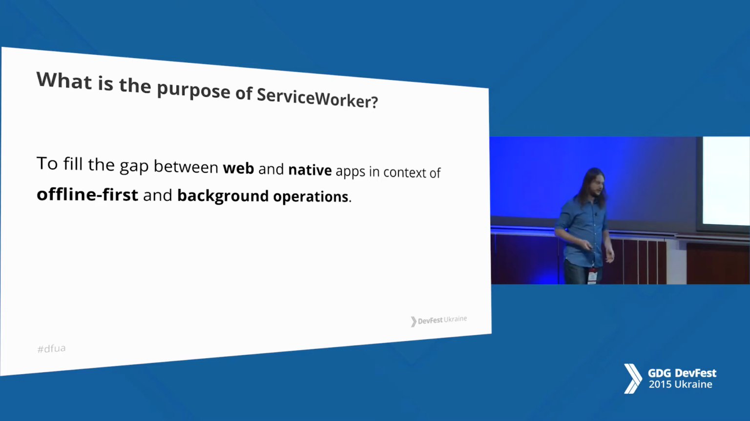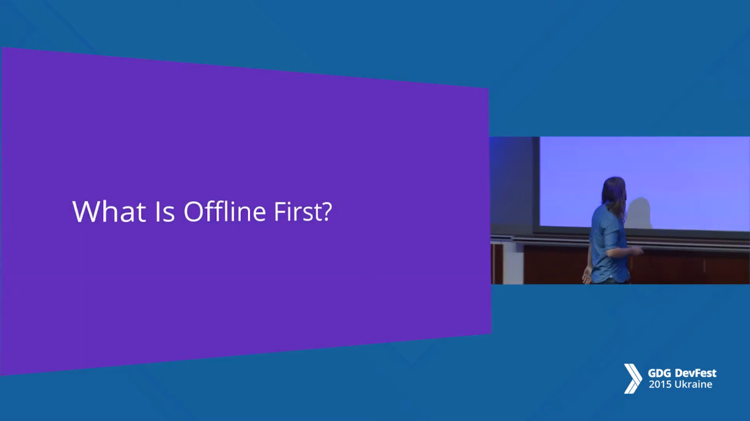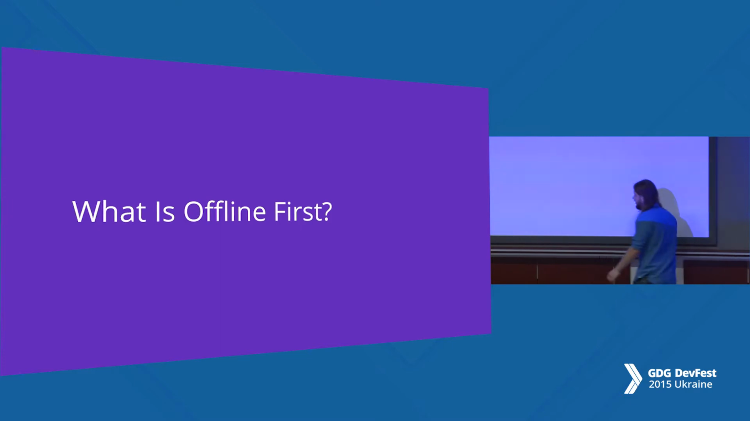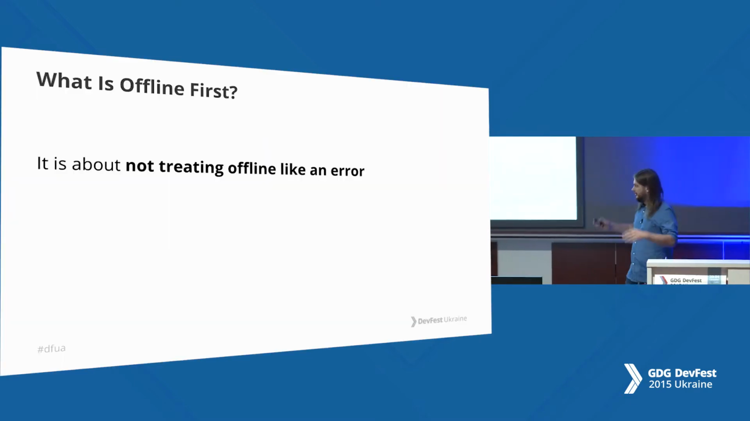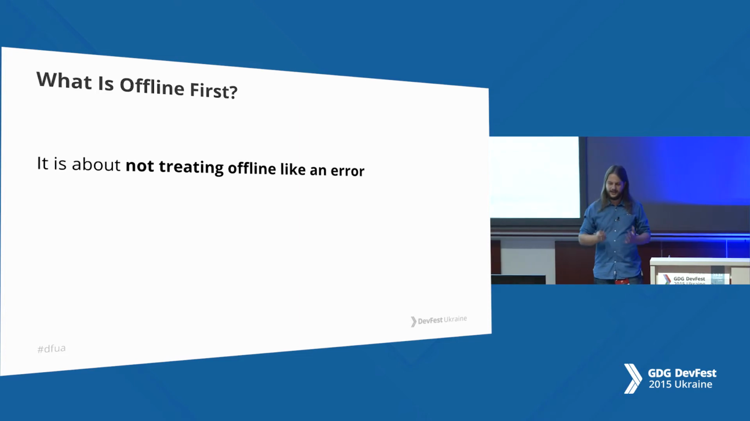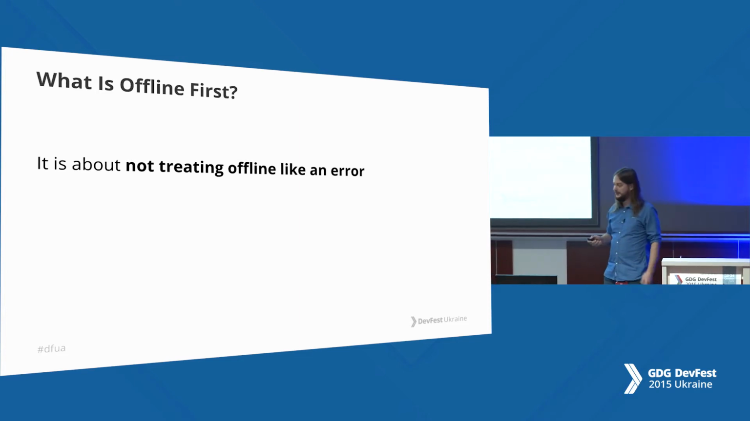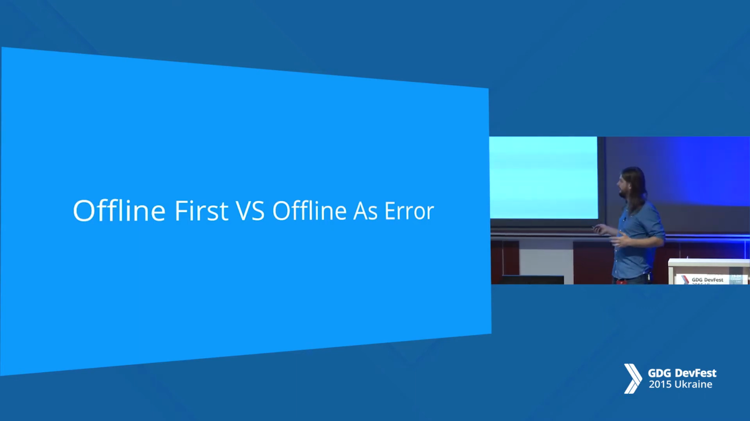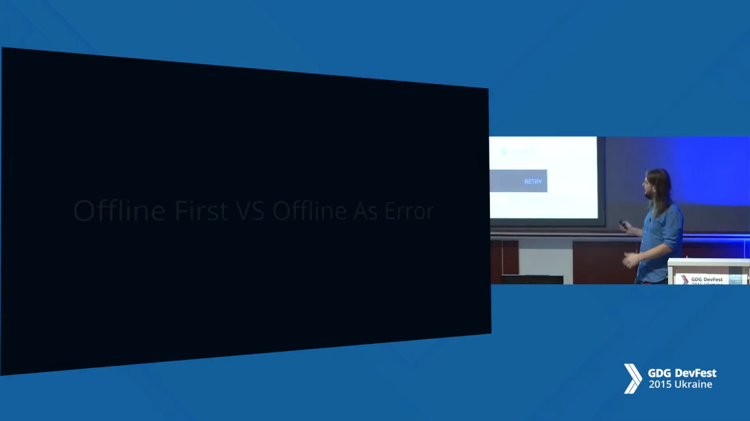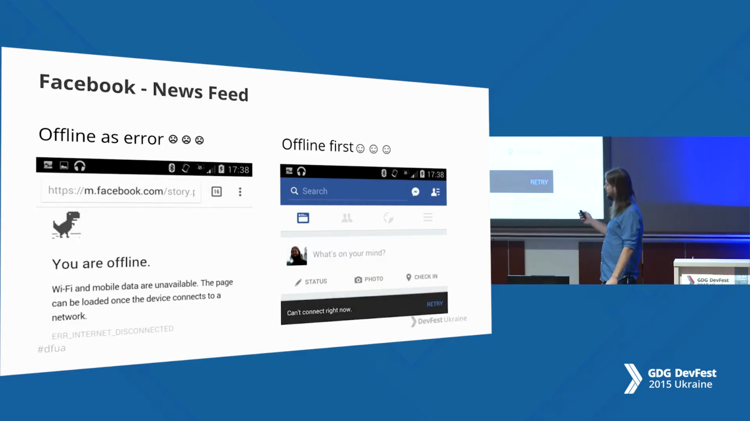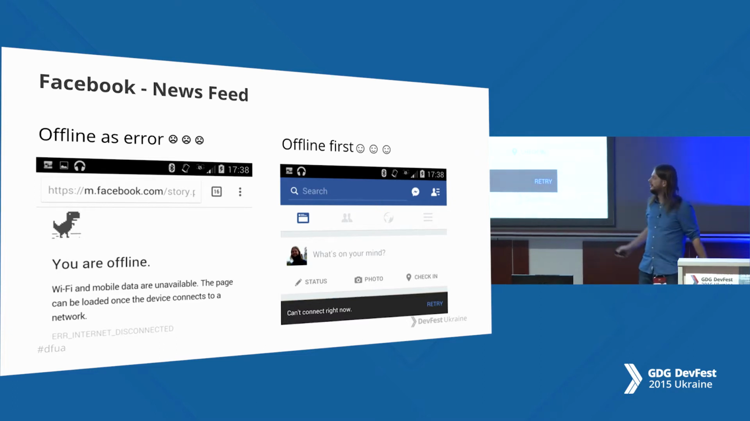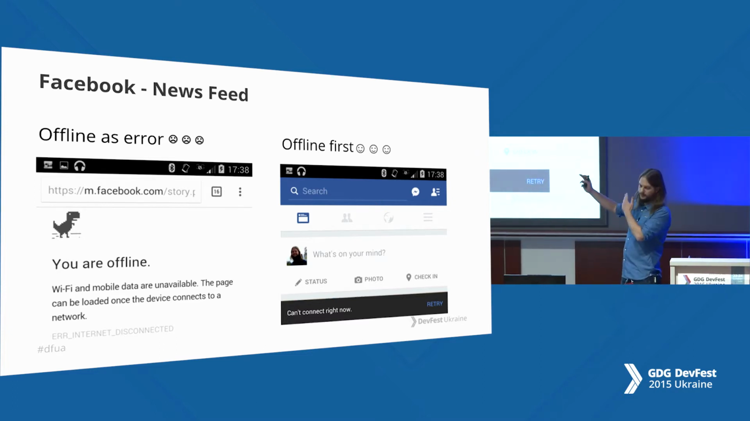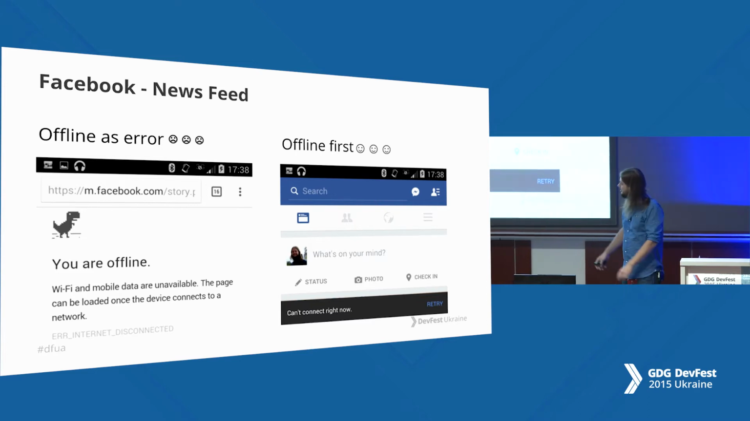And the next question which I want to proceed is, what is offline first? And offline first is about not treating offline like an error. Let's look at some examples, how this looks in practice, in real life. And I'm going to use Facebook. On the left side, you see the Facebook opened in the browser, in the Google Chrome on mobile. And on the right side, you see Facebook opened in a native app on Android.